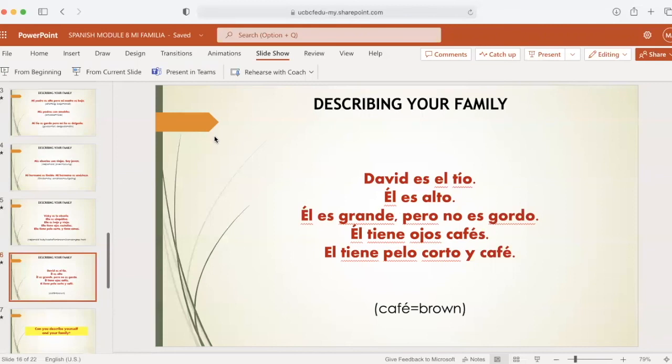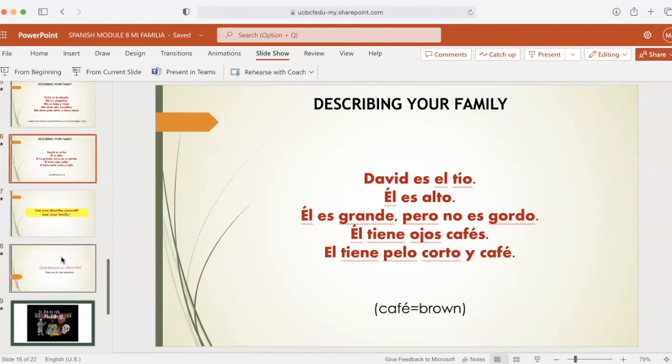Repite, por favor. David es el tío. Él es alto. Él es grande, pero no es gordo. Él tiene ojos cafés. Él tiene pelo corto y café. Muy, muy bien. All right.